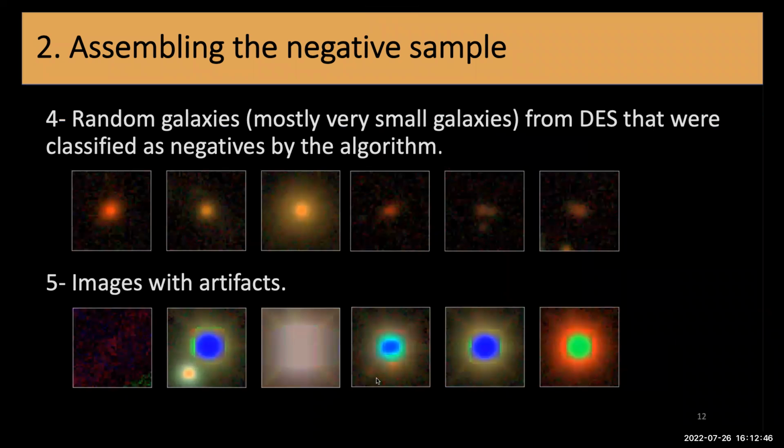Okay, and then something else are random galaxies. These ones are galaxies that already went through the model and were cataloged as negative, and I looked at them very quickly, and most of them are very small galaxies that are clearly not lenses. And then I also added images with artifacts because I found it easier to just get rid of those images.